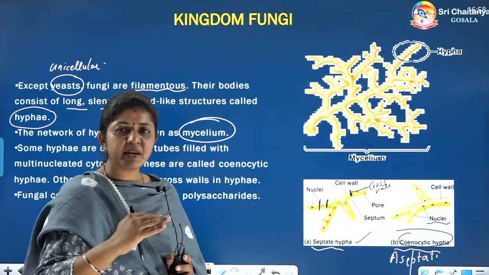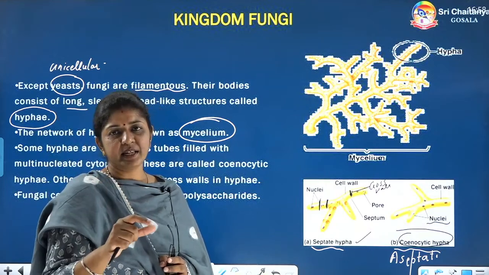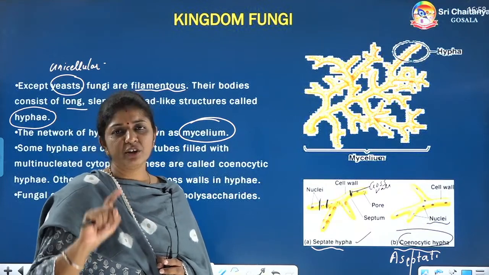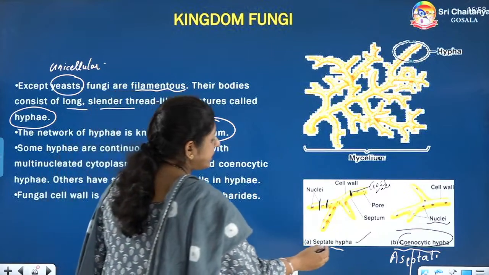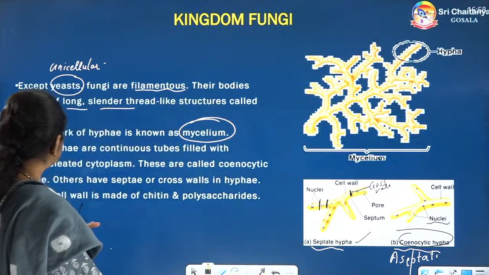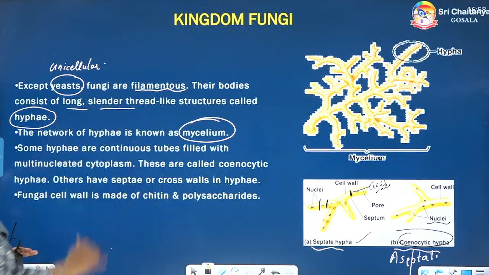If cross walls are present, then it will create many cells. Each cell will have one nucleus. Such hyphae are called septate hyphae. So this condition will be present in the case of fungi.